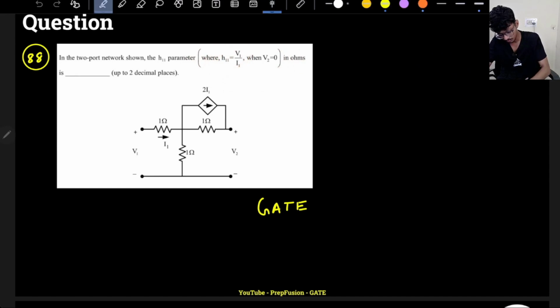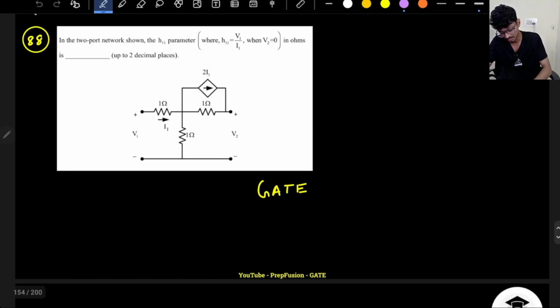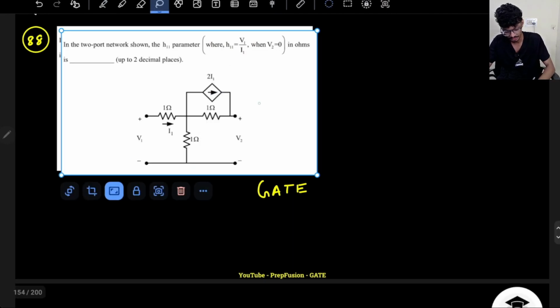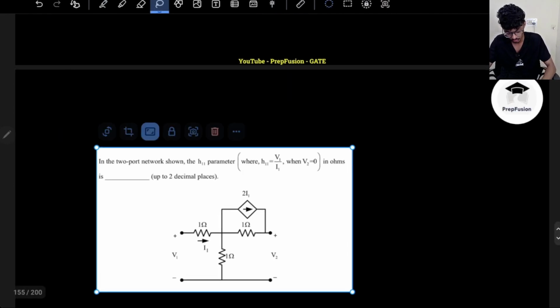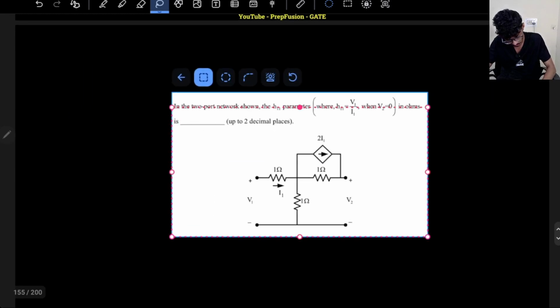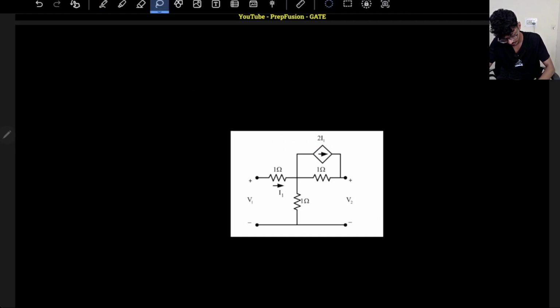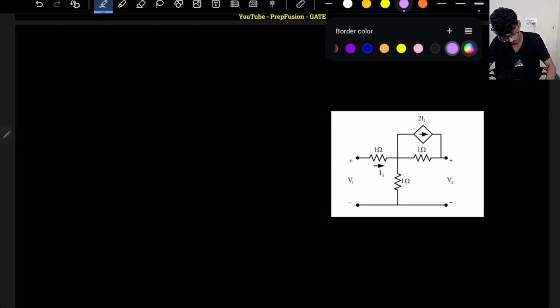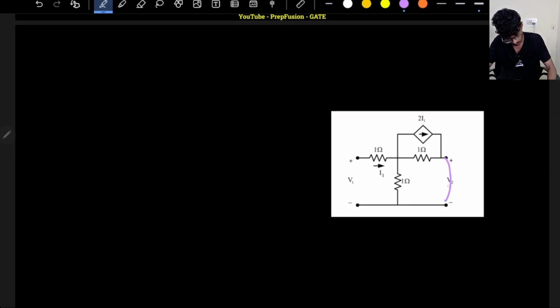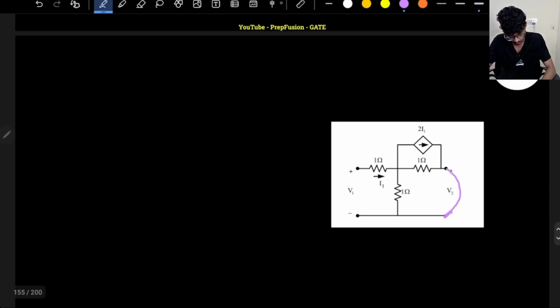Also they have given you this. You don't have to remember it, basically they have already given it. But of course, if you tend to forget how to remember it, I have already told you. So we have to find H11 where my V2 is short circuited. So I'll short circuit my V2. So V2 is short circuited here, and I have to find V1 by I1.